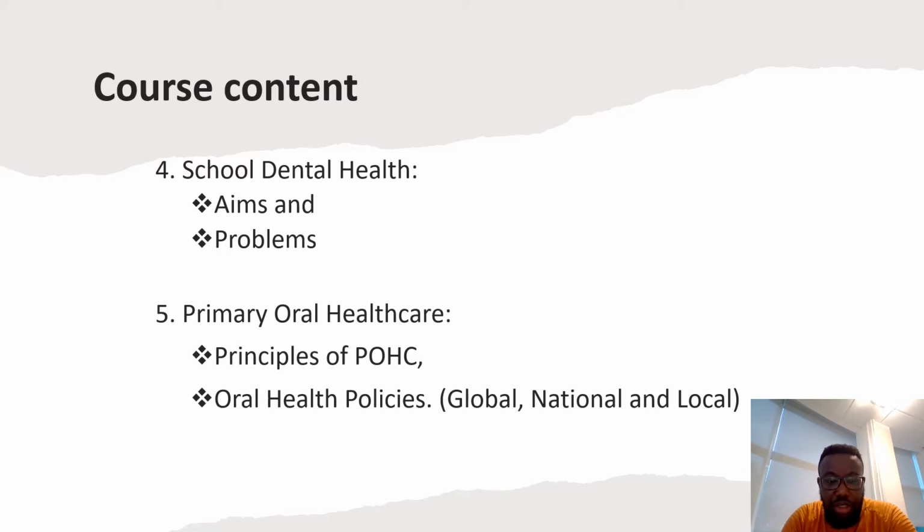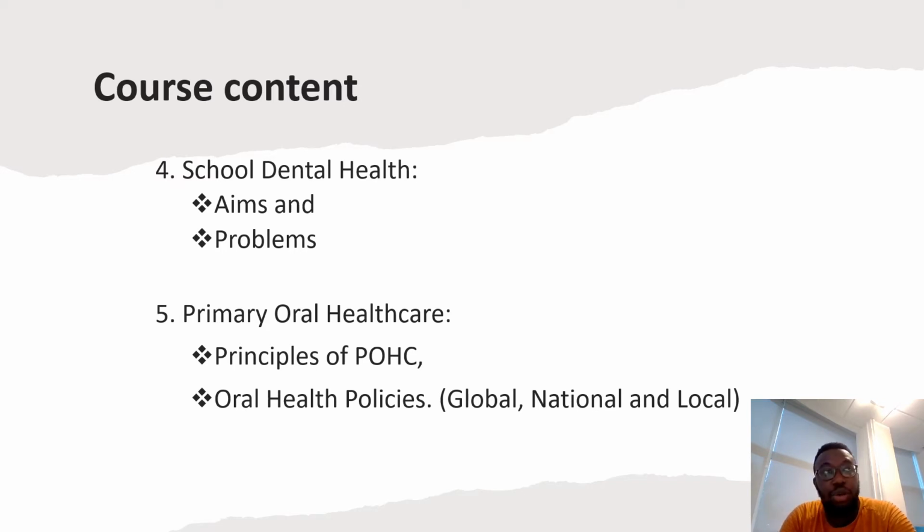And then we shall talk about primary oral health care. Under primary oral health care, we will be looking at the principles of primary oral health care, and we will be looking at oral health policies. Under oral health policies, we'll be looking at local oral health policies, if we have any that concern us in our locality. We'll look at national oral health policies, and then we shall be looking at global oral health policies.